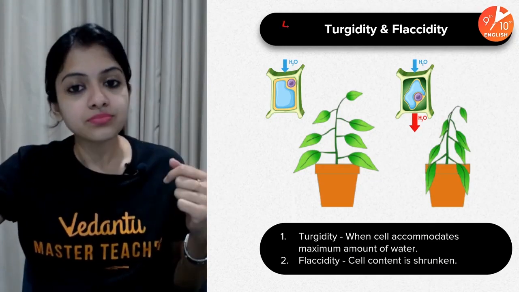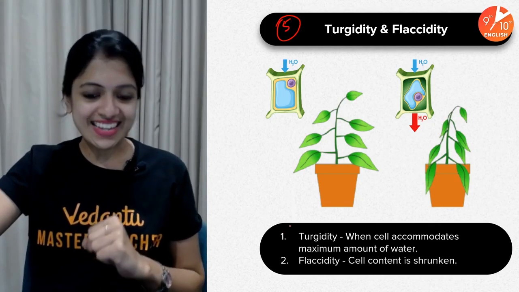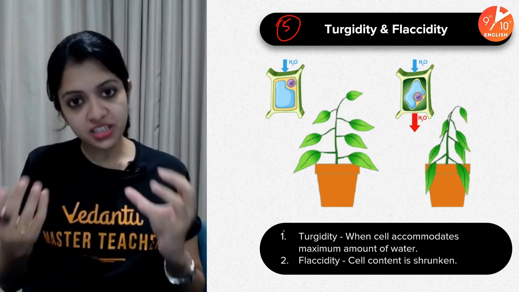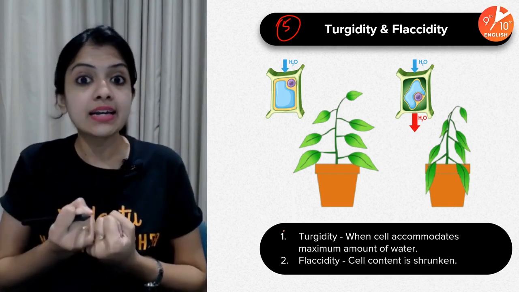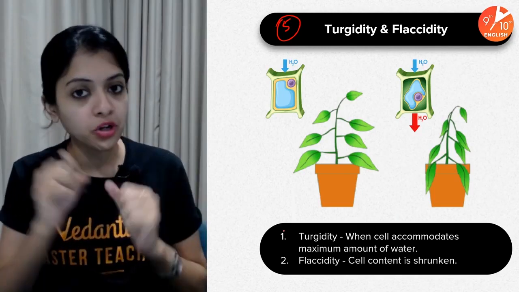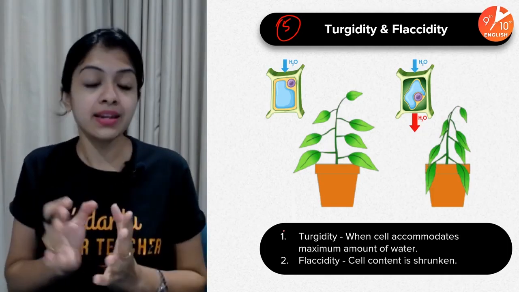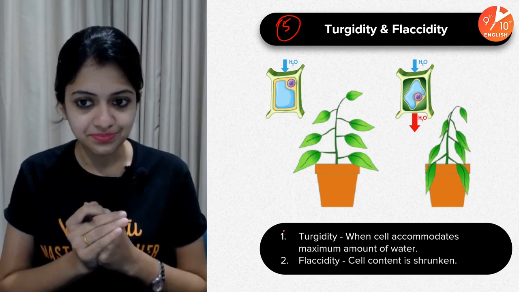Now there are a couple of other terms that you have to know: turgidity and flaccidity. Now, turgidity is the term used to represent the condition of a plant cell when the plant cell is completely filled with water. Remember, I told you about watering the plants? Yes. Turgidity is when a plant cell accommodates maximum amount of water.